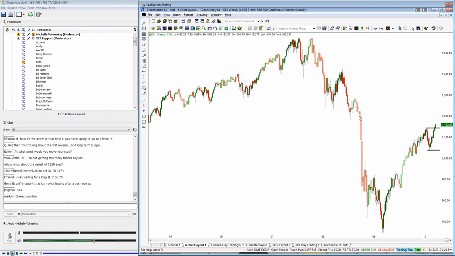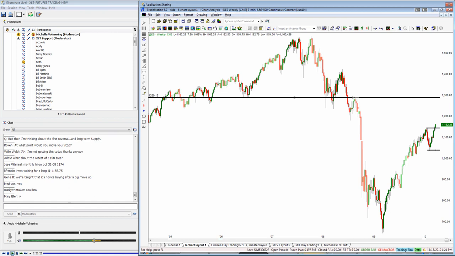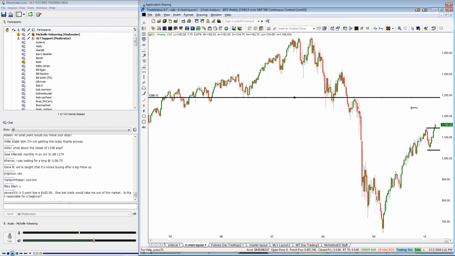Actually, 11.75 is just a small stepping point on a daily chart. But bigger picture, if you're long above here and the market continues, you actually could hold on to this all the way for 1,300. We're taught that it's novice buying after a big move up. Well, it depends on the amount of time that you're going to hold on to this trade.